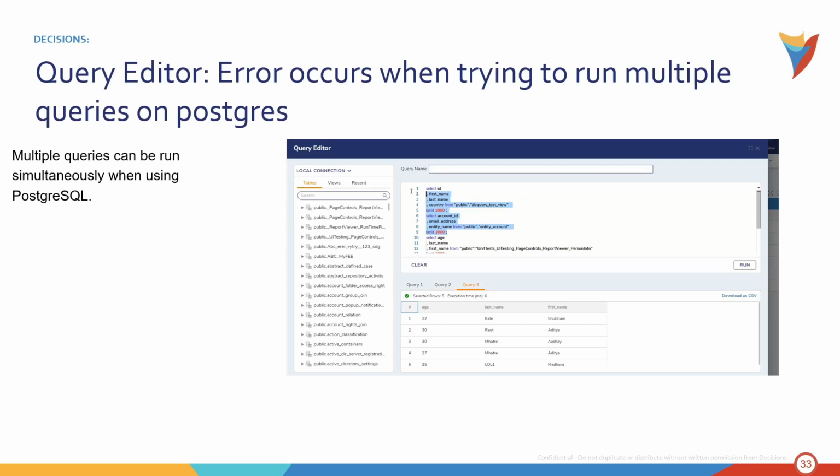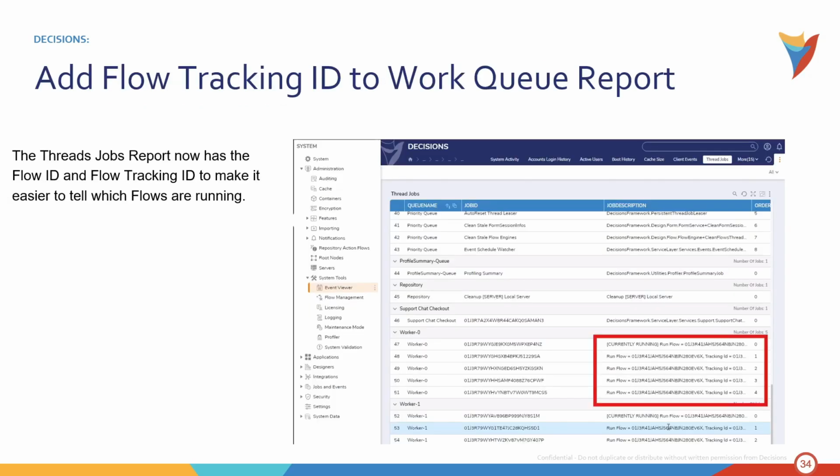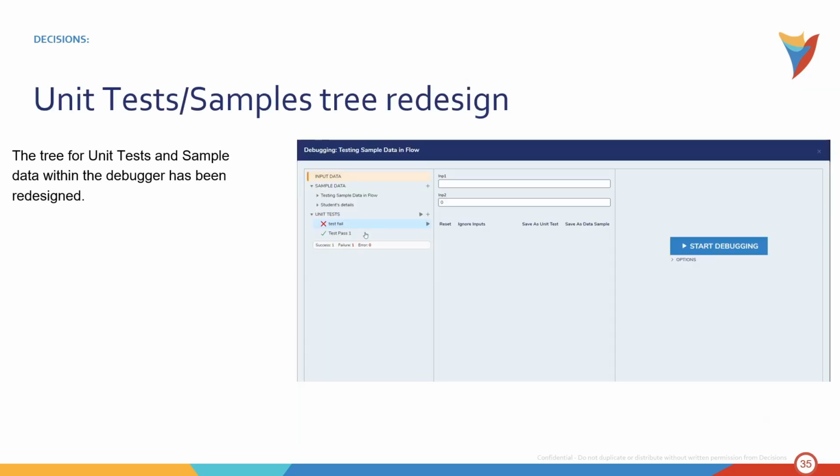The other thing that we got: everyone loves the thread jobs report, but sometimes you just want to look at that report and you want to know the flow ID for what you're looking at. Now 9.2 has both flow ID and flow tracking ID available. So it's going to be a lot easier to tell what flows are running in that thread jobs report. Another nice little improvement is on unit tests, sample data in the debugger. When you're clicking through that tree on the left, it's going to look much nicer now, much fresher. It's really great.